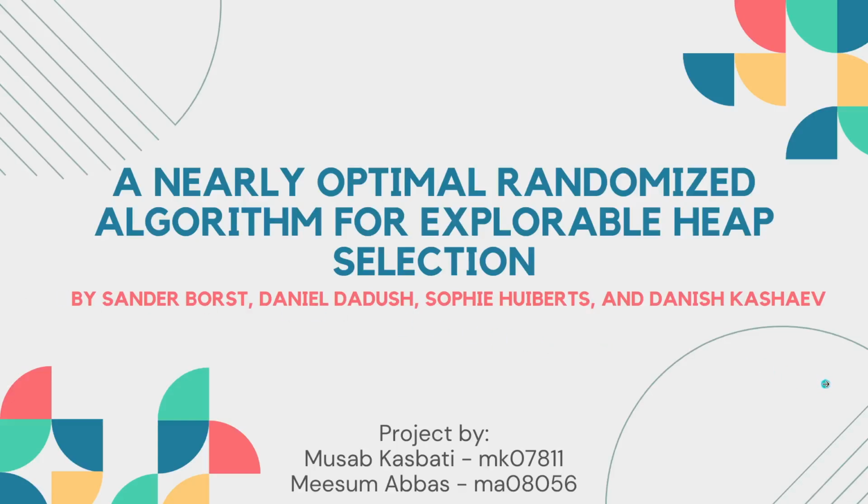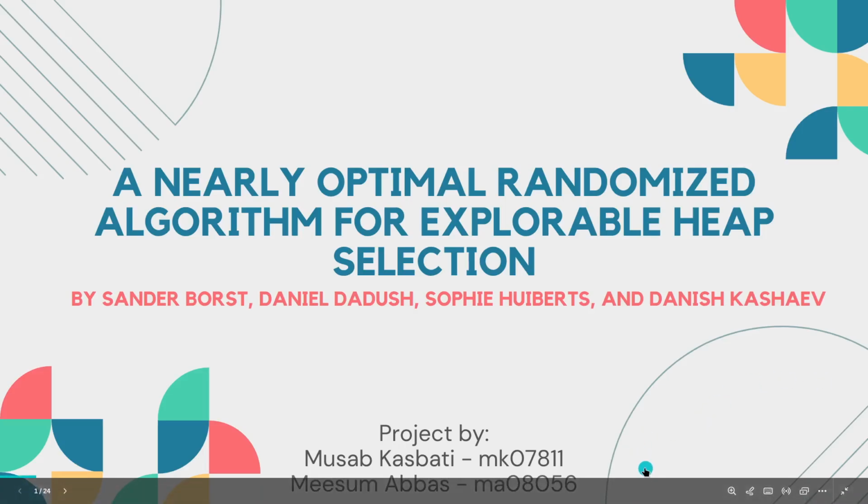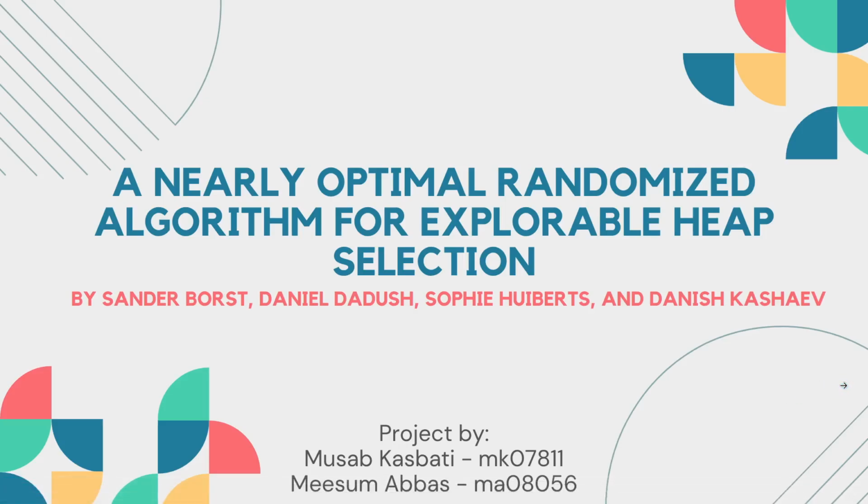Hello, so I want to focus on a project that we did for our algorithm analysis course, and this project was done by me and Musab, and we focused on implementing a paper from the Mathematical Programming Journal. The paper's title was A Nearly Optimal Randomized Algorithm for Explorable Heap Selection. So a very interesting name, a very interesting problem.